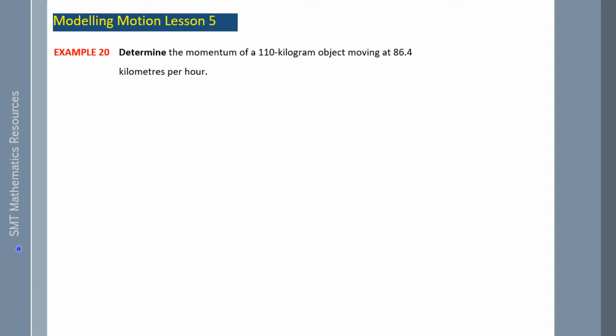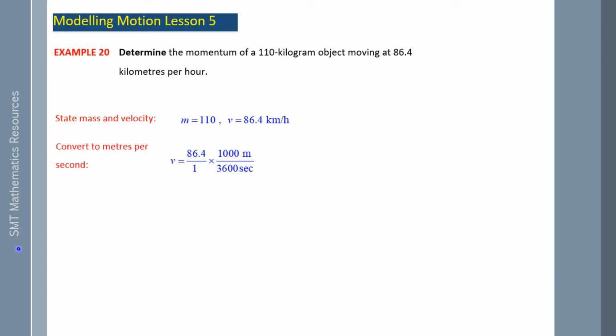Example 20. Determine the momentum of a 110 kilogram object moving at 86.4 kilometers per hour. So state the mass and velocity. The mass is 110, velocity is 86.4 kilometers per hour. Convert to meters per second. That is, multiply by 1,000 and divide by 3,600 seconds. That is 24 meters per second.